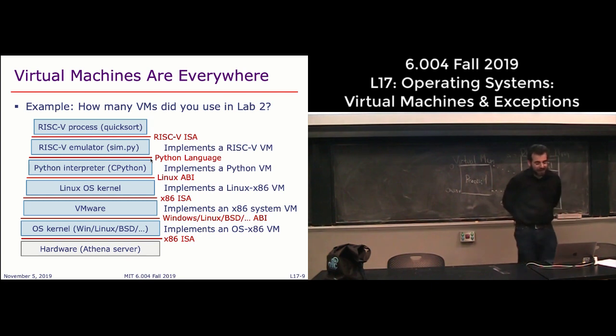I haven't asked. So the point is that if we go and count, right, we have 1, 2, 3, 4, 5 virtual machines that are involved in running our RISC-V program. And so that's quite a lot, right? Now, not all of these are the same or at the same level of abstraction. Broadly speaking, we talk about 3 different kinds of virtual machines. On the one hand, we have system-level virtual machines, and those are the ones that implement an ISA, right? So we have this x86 ISA and this RISC-V ISA. Those are system virtual machines.